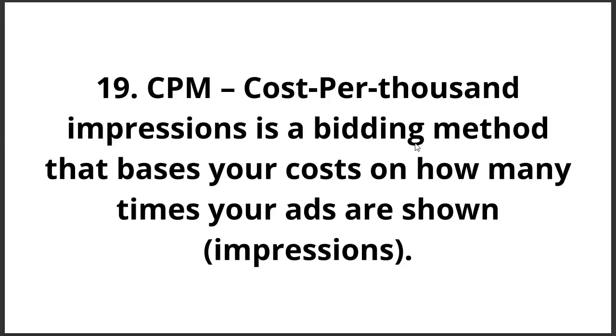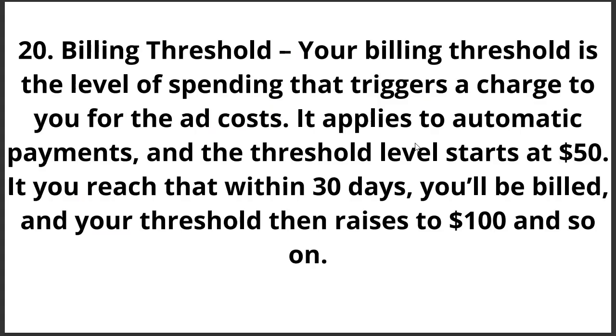And then CPM, cost per 1,000 impressions, is a bidding method that bases your cost on how many times your ads are shown, or impressions. And then there is billing threshold. Your billing threshold is the level of spending that triggers a charge to you for the ad cost. It applies to automatic payments, and the threshold level starts at $50. If you reach that within 30 days, you will be billed and your threshold is then raised to $100, and so on.